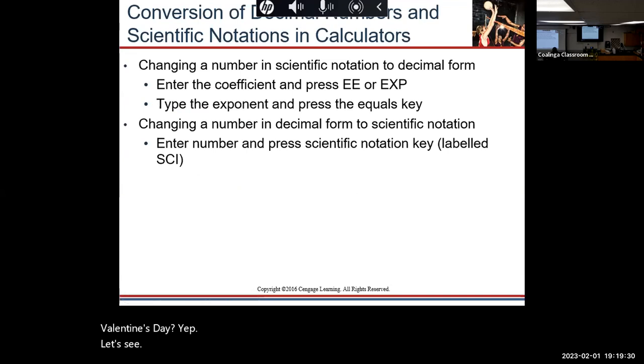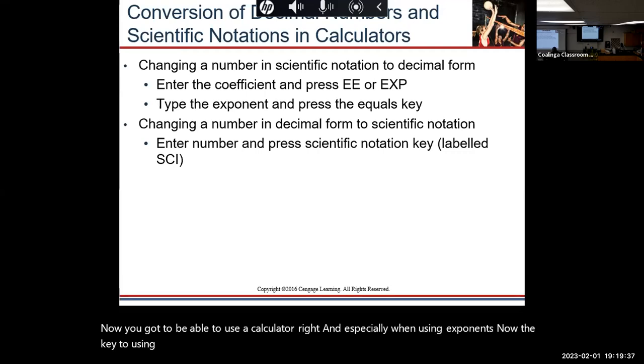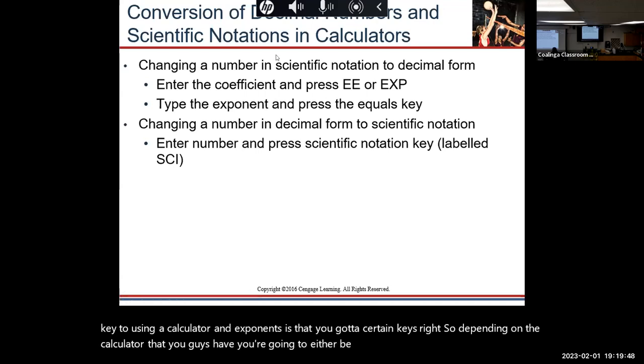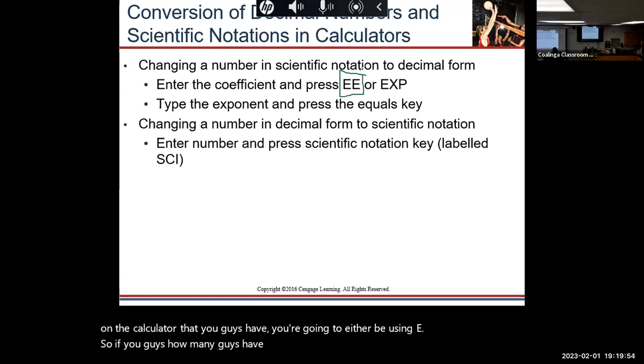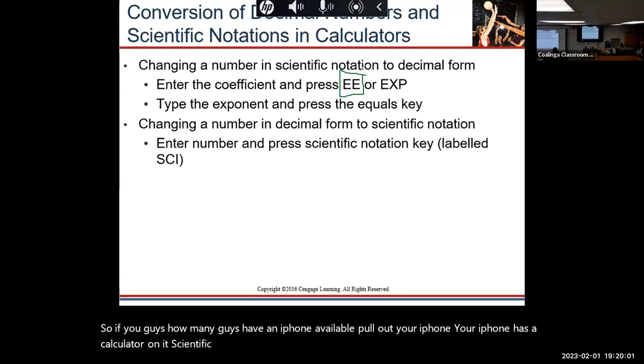Now, you got to be able to use a calculator, right? Especially when using exponents. The key to using a calculator with exponents is that you got to know certain keys. Depending on the calculator that you guys have, you're going to be using EE. How many of you have an iPhone available? Pull out your iPhone. Your iPhone has a scientific calculator on it. Okay.